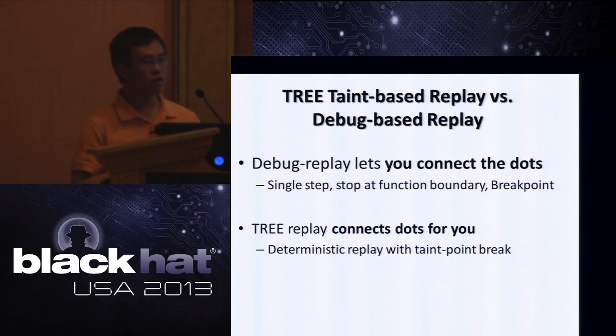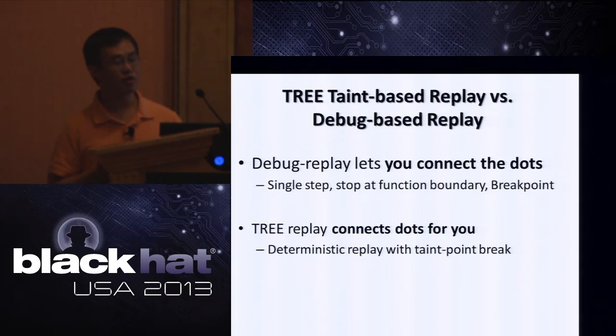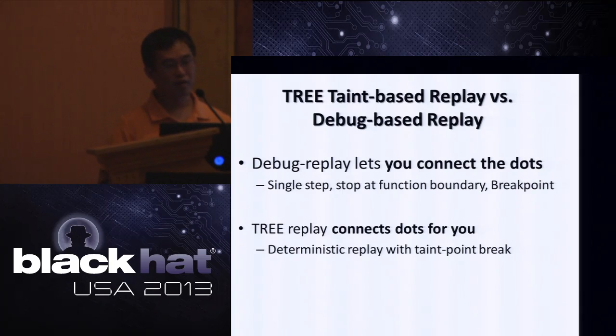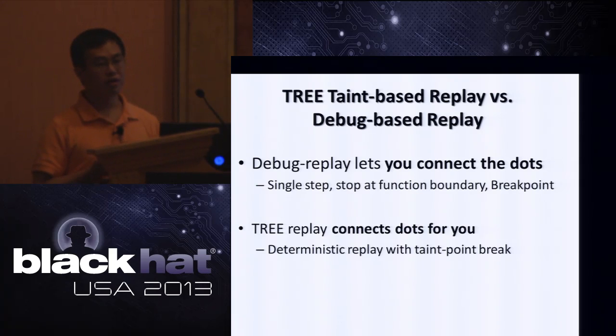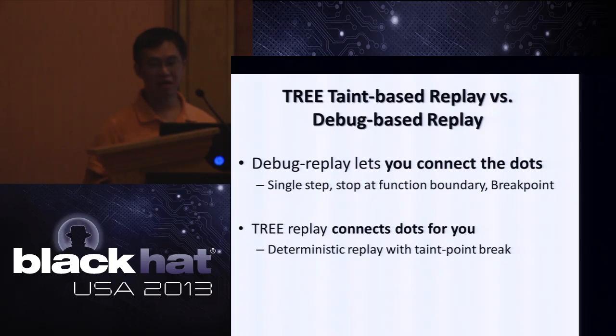People are familiar with debuggers, use debuggers every day, and might ask the question, say, why some versions of debugger, say GDB 7, already incorporated the record then replay in a debugger. So what's the difference between us here? I think in general, the high-level answer is this: debugger-based replay lets you connect the dots, and the replay connects the dots for you.